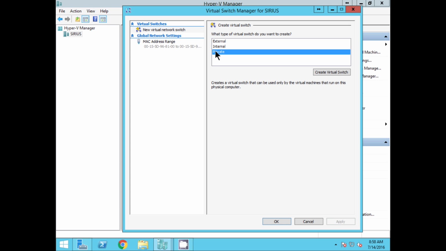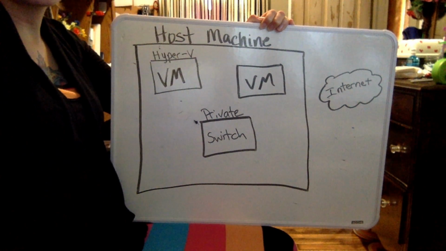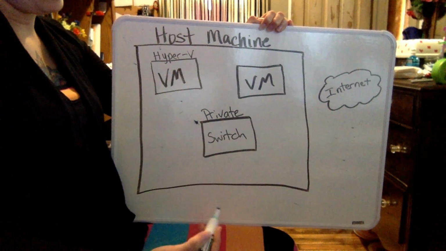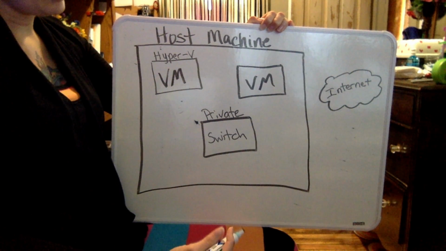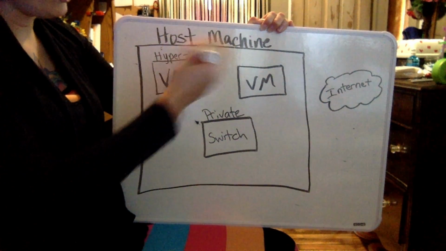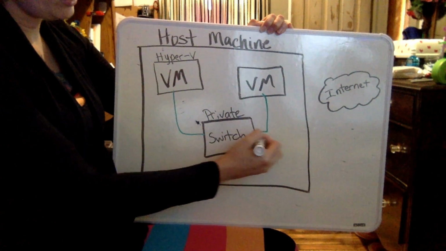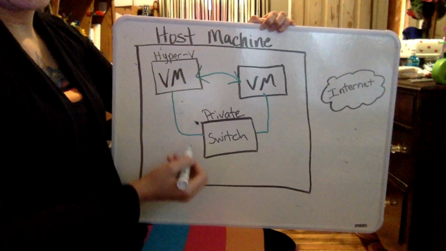And then private, the last one, creates a virtual switch that can be used only by the virtual machines that run on the physical computer. Here's a diagram of what a private switch would look like, and again, this looks almost exactly like the internal, except I wrote private right there instead of internal, but it is going to be slightly different. Again, same setup: host machine, Hyper-V with your virtual machines, and they are going to connect to your virtual switch in the same way, and your virtual machines are going to communicate. But that's all that's going to happen.